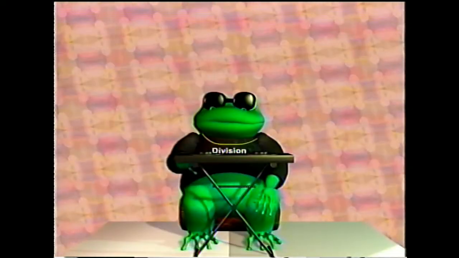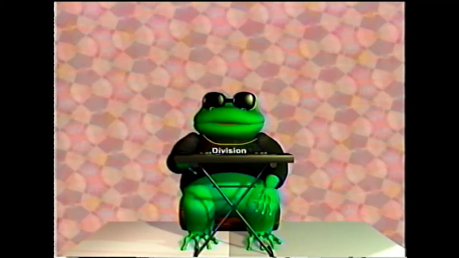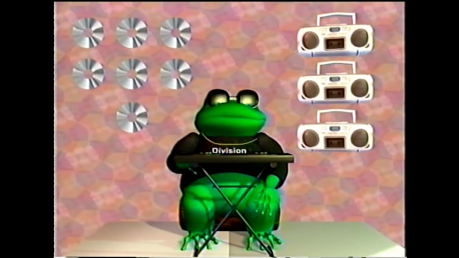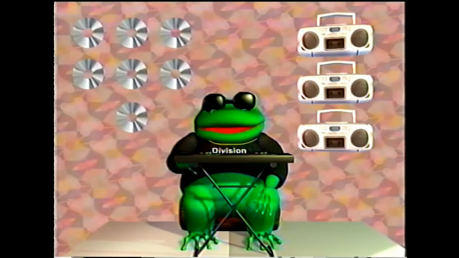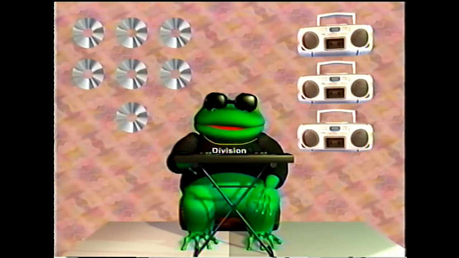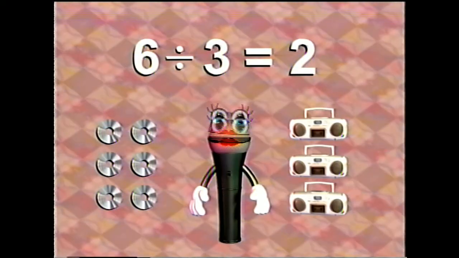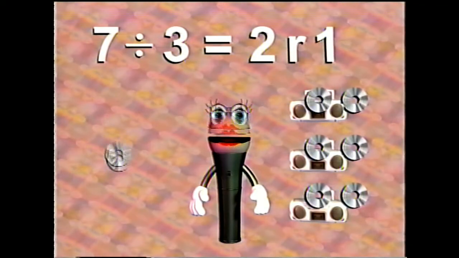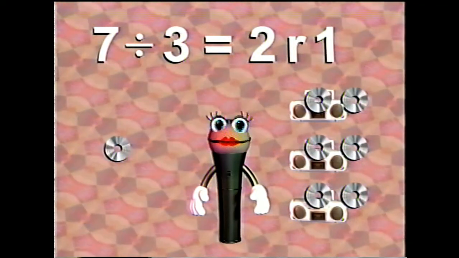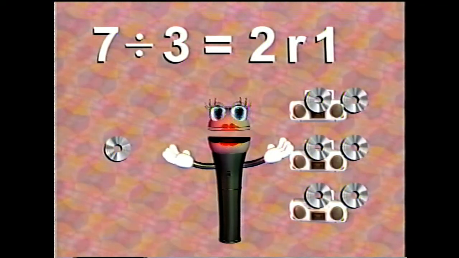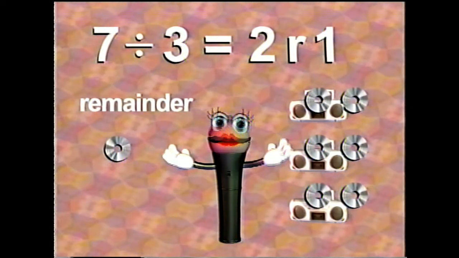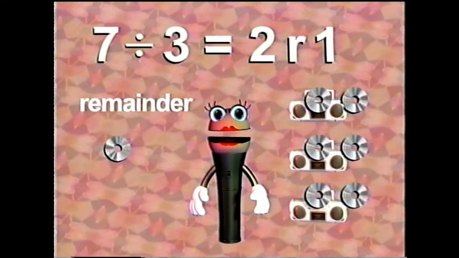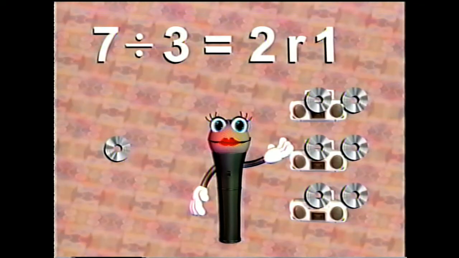Remainders. Yo, baby, I have 7 CDs and 3 jam boxes. What if I wanted to put an equal number of CDs beside each jam box? 6 divided by 3 would equal 2. But 7 divided by 3 is 2 with 1 left over. The 1 left over is called a remainder. The way you write the remainder is to put an R before the number that is the remainder.